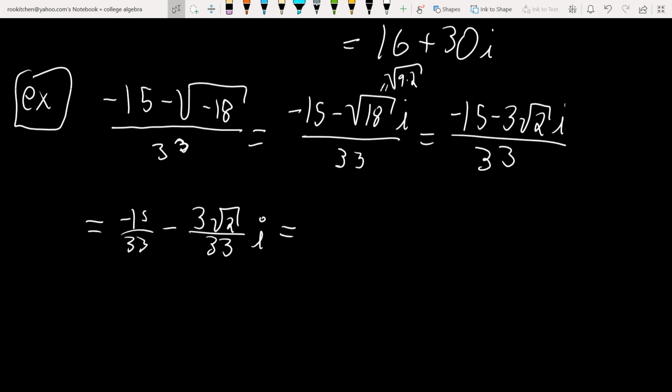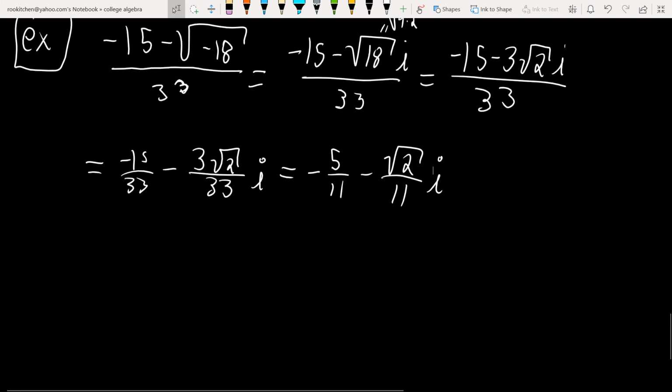And then you can simplify that. For the first one, top and bottom, you can divide by 3, so you get negative 5/11ths. And again, for the second one, you can divide top and bottom by 3, so you end up with root 2 over 11 i. Okay, with that, let's go ahead and look at solving some quadratic equations.